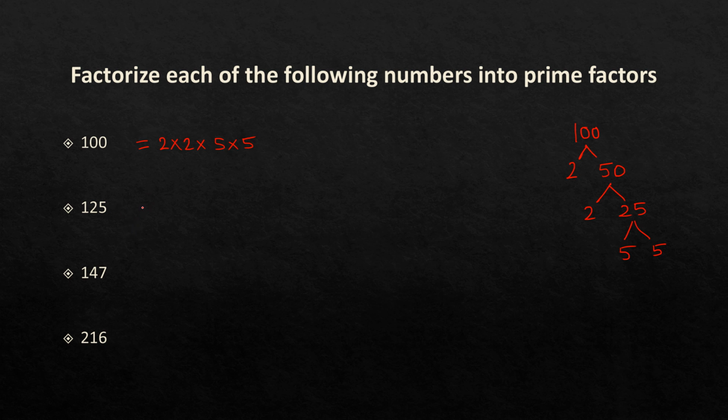So here, 125. We use the same thing. I want to go with 5 first, because 5 times 25 I know is 125, and then this is 5 times 5. So this is 5 times 5 times 5. Next, 147. It's an odd number, so it's not divisible by 2, but I think it's divisible by 3. 3 times 4 is 12. In 14, 12 goes, remainder is 2. 27, 3 9s, 27. And this clearly we know is 7 times 7. So the answer is 3 times 7 times 7.